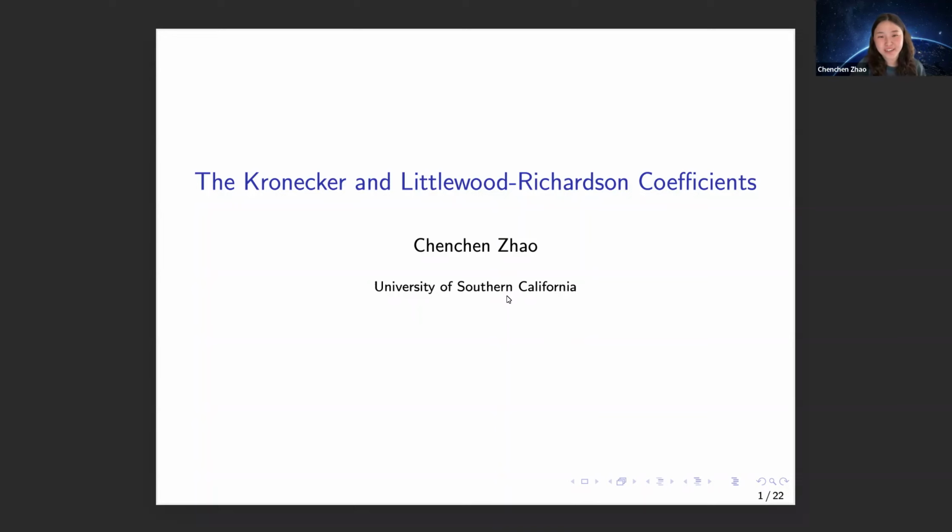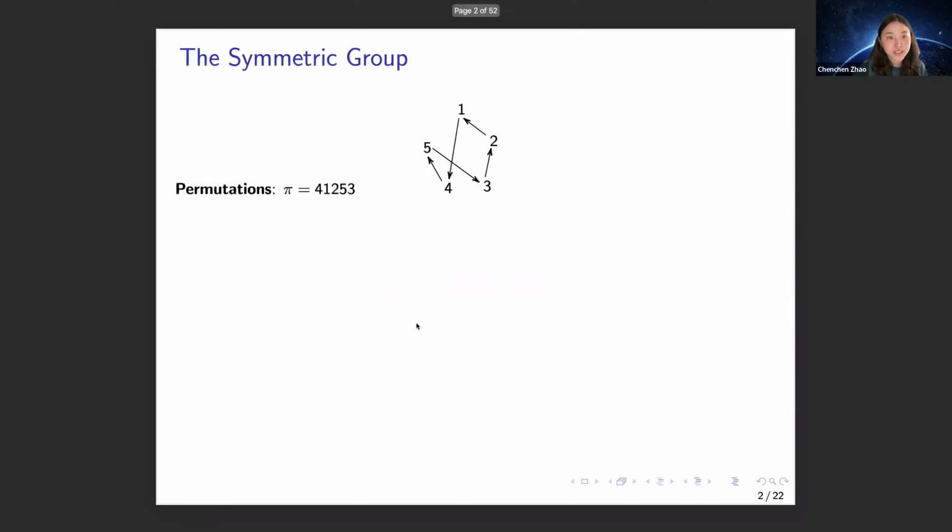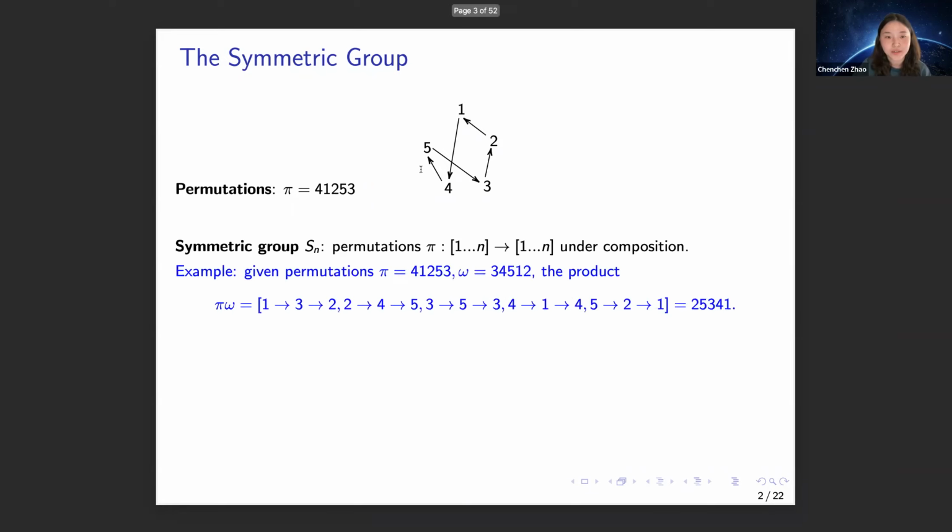So I will be talking about the Kronecker and Littlewood-Richardson coefficients today. Since this talk requires no prior knowledge of algebraic combinatorics, I'll start with the basic representation theory. So permutations are just bijections from 1 through n to 1 through n, and here is a diagram representing this permutation. So 1 goes to 4, 2 goes to 1, and 3 goes to 2, and so on.